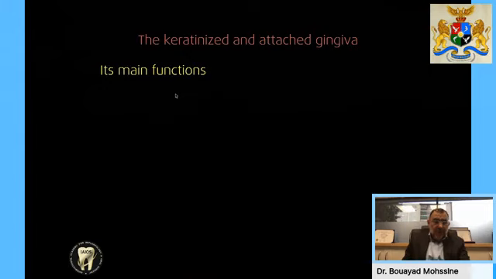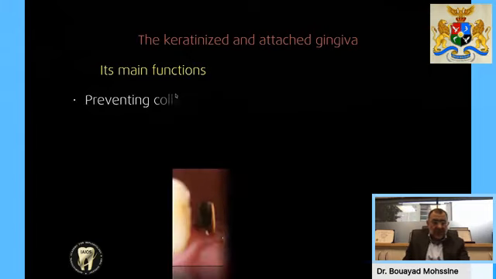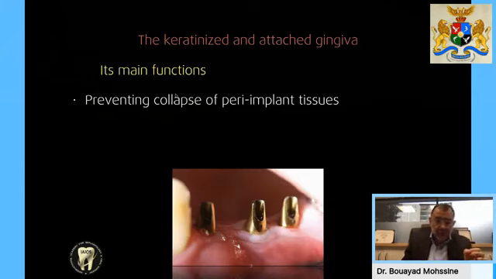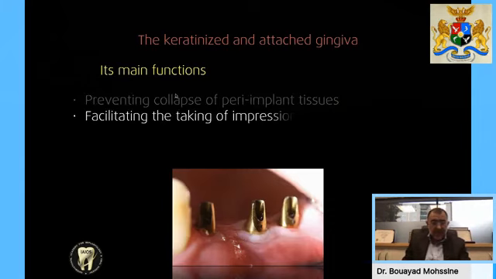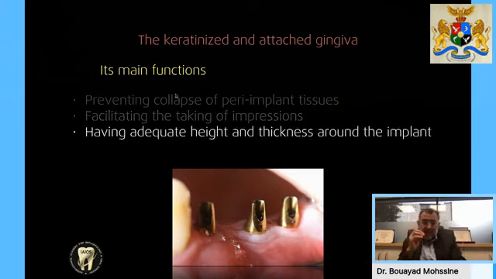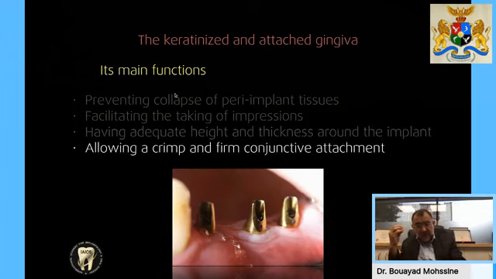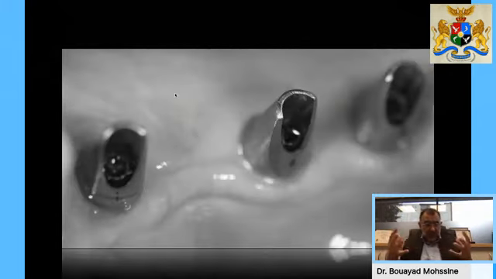The keratinized and the attached gingiva function to prevent a collapse of peri-implant tissue and to facilitate the taking of impressions and to have adequate height and thickness around the implant and to allow a firm connective attachment. This is the kind of keratinized tissue around the pillar. They preserve the pillars and we can have a good connective tissue to avoid peri-implantitis.